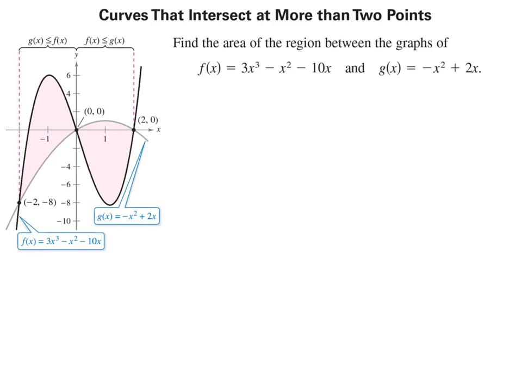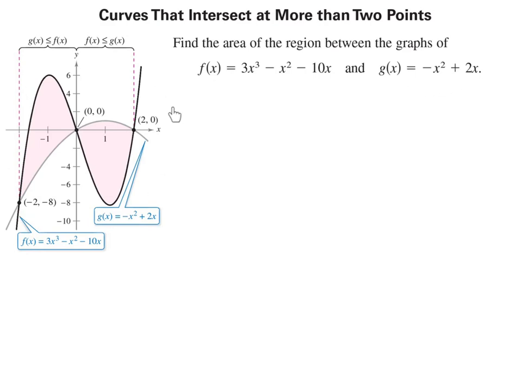Now, the next question you might ask is, what about curves that intersect at more than 2 points? Well, I'm glad that you asked that question. And even if you weren't wondering, we should probably figure out how to do that. So let's say I have these two functions. I've got a cubic here, so f of x equals 3x cubed minus x squared minus 10x, and I have a negative quadratic, g of x equals negative x squared plus 2x.